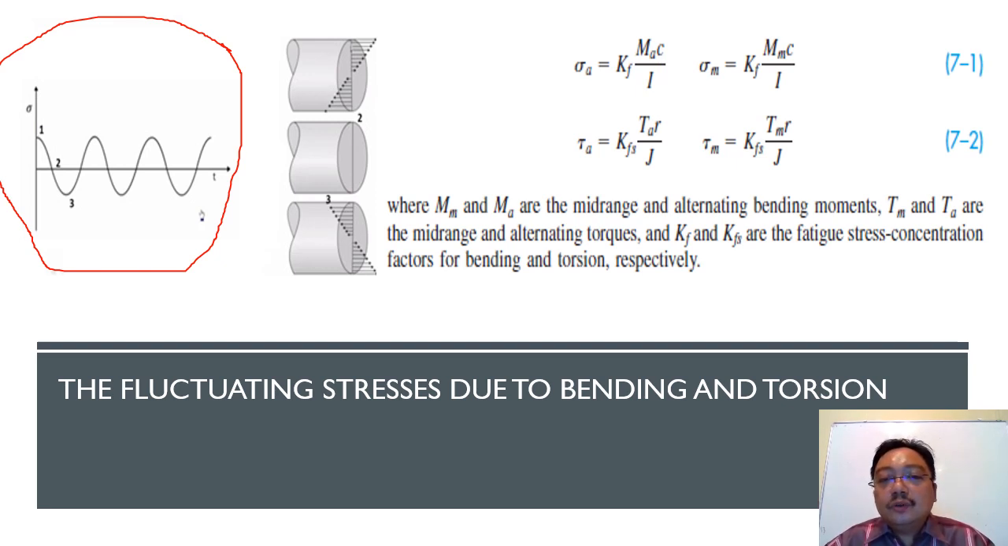And also there is the torque. Torque is represented by Kfs, the stress concentration factor, T is the torque, r is the radius, and J is the polar moment of inertia of the shaft.